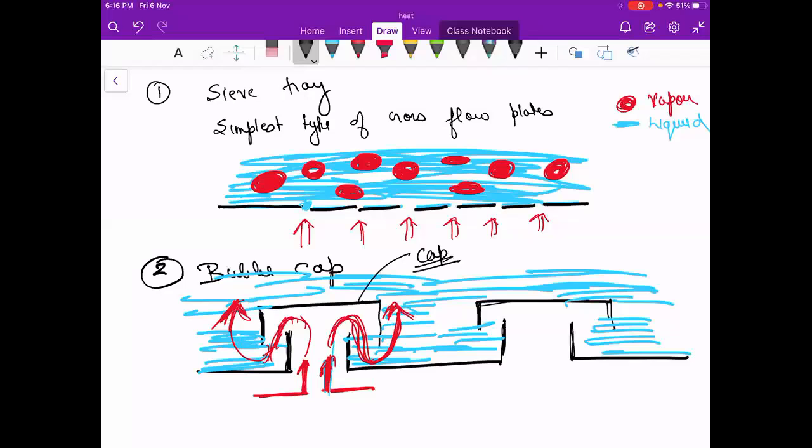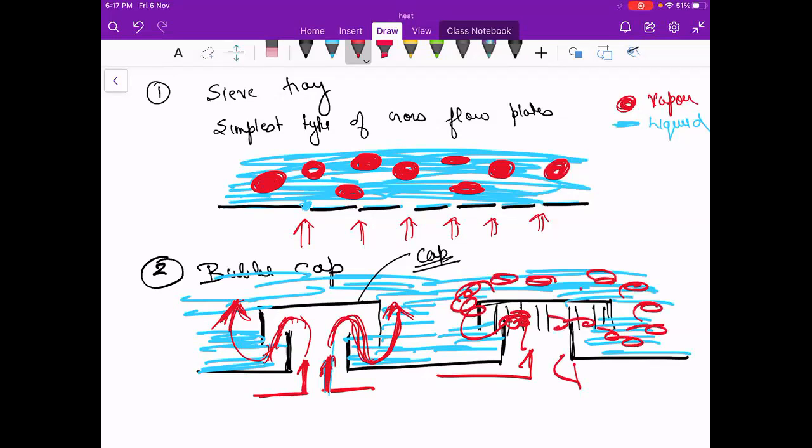Or sometimes there will be a chimney-like structure here, with some partitions. When the vapors go from here, they will come out of the chimney, and there will be the formation of bubbles everywhere. So it gives good contact of liquid and gas.